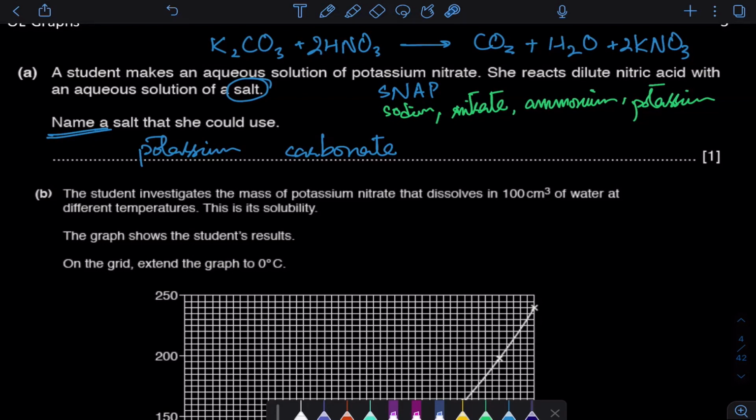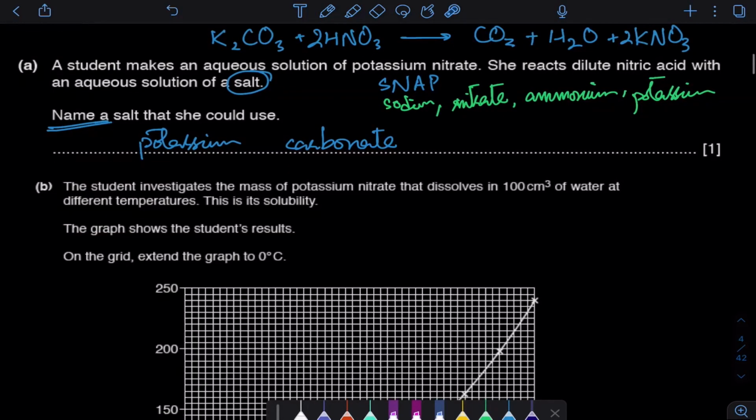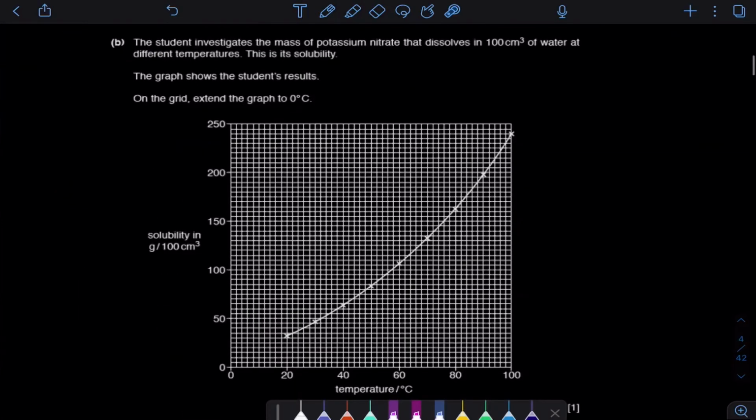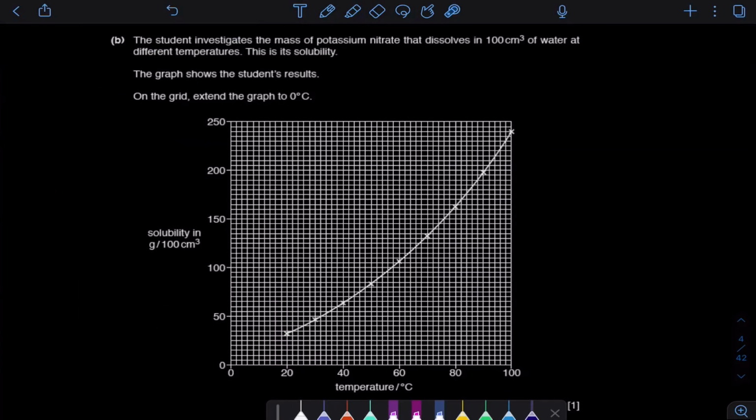Okay? So it's a very different way, but a very valid way of making salt. Okay. The student investigates the mass of potassium nitrate that dissolves in 100 cm cube of water. This is its solubility. अब जरा गौर कीजिएगा. The mass that dissolves, this is your डिपेंडेंट वेरिएबल, क्योंकि ये आपके कंट्रोल में नहीं है। ठीक है?